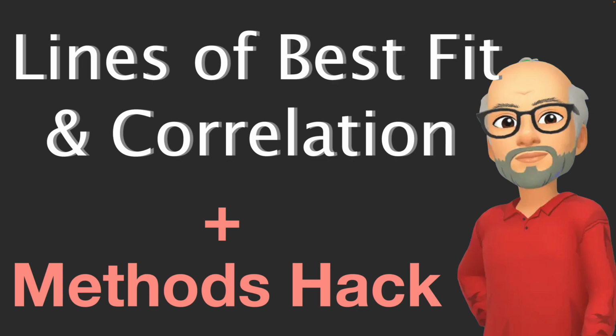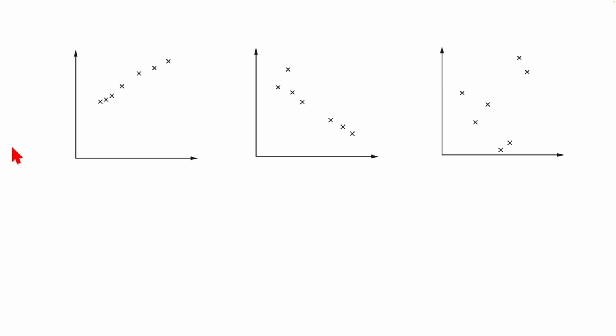Let's have a quick look at correlation and lines of best fit. Here are several graphs. Which sort of correlation is indicated here, do you think? Well, in this one, both of the variables increase at the same time or decrease, so that is positively correlated.